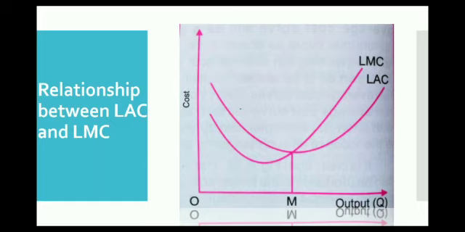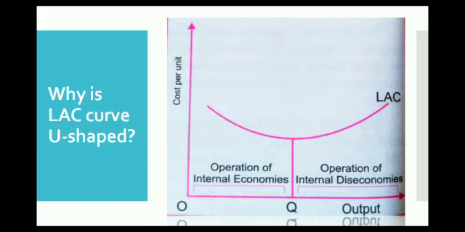Next, why is the LAC curve U-shaped? The LAC curve is normally U-shaped. It first declines as output is increased and then beyond a certain output level starts rising. This behavior of LAC is determined by the law of returns to scale. It is because of the increasing returns to scale in the beginning that the LAC falls as output is increased. Likewise, because of the operation of the law of diminishing returns to scale after that point, LAC rises. In between diminishing cost and increasing cost, LAC will remain constant for a while.